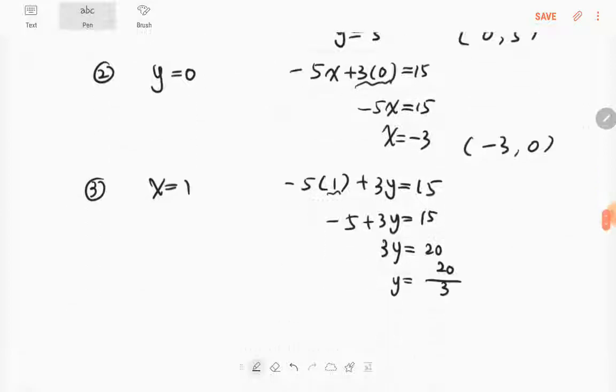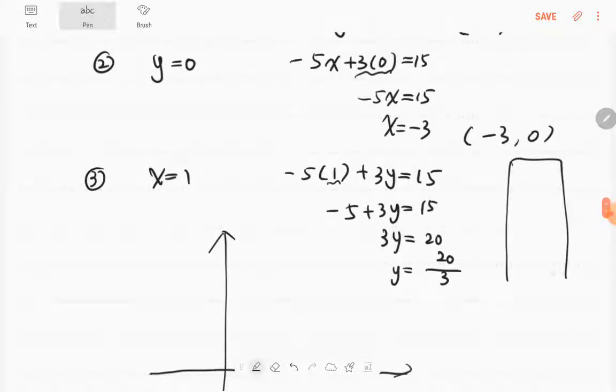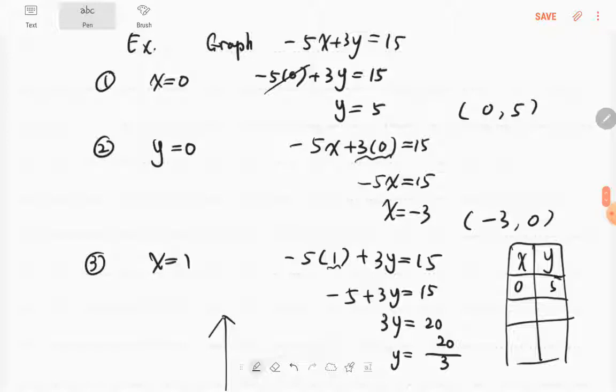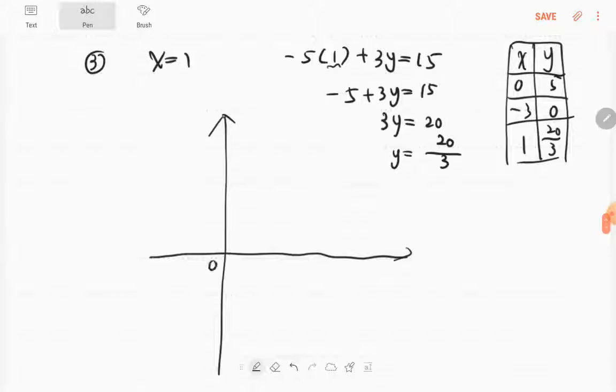Let's try to draw the graph. Of course, if you want, you can list all the values into the table. So the first point will be (0, 5), then (-3, 0), and (1, 20/3). So let's use this table to help us draw the graph. First, we mark the axis: 1, 2, 3, 4, 5, 6.